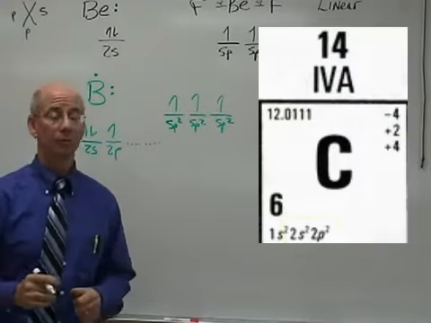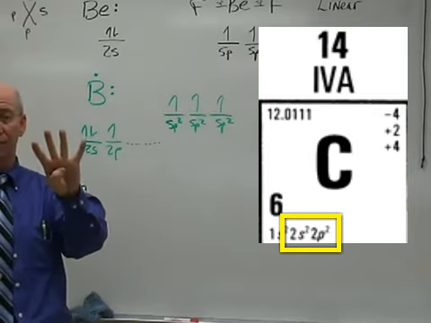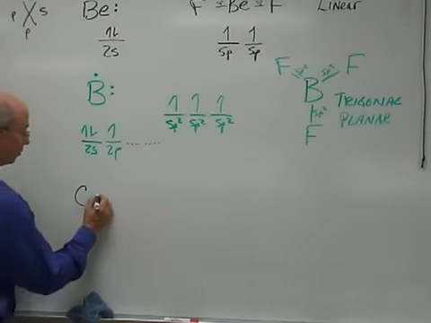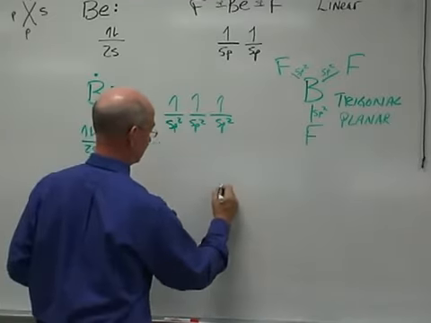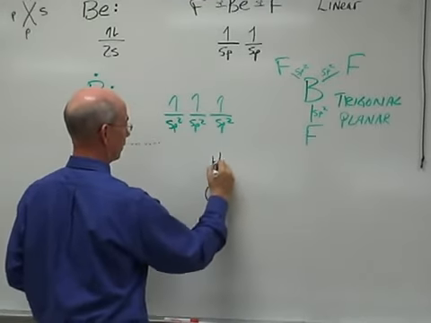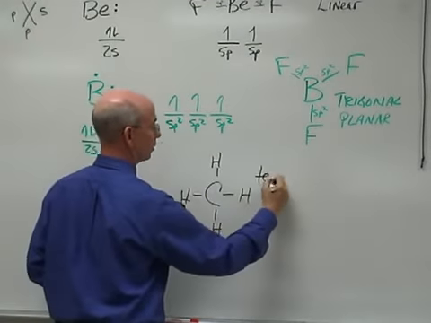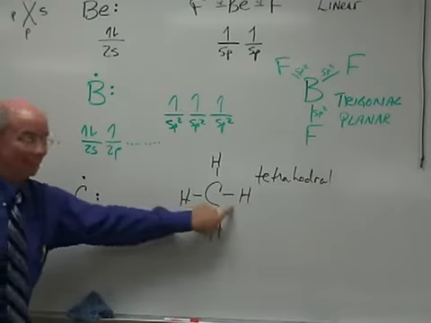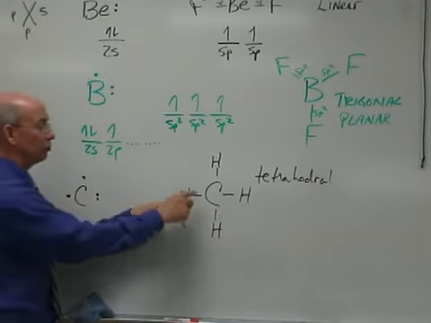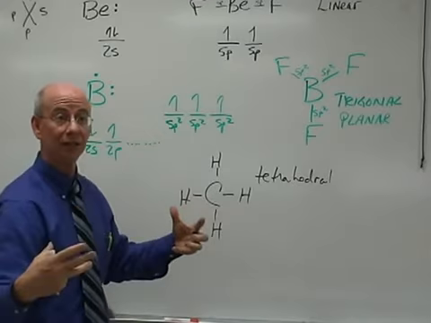Carbon is in what group? 4. So what's its valence? 4. How many dots? 4. Go 1, 2, 3, 4, correct? Watch how carbon bonds. You remember. And we call this tetrahedral. Can this produce this? There's no way this can produce 4 equidistant bonds.